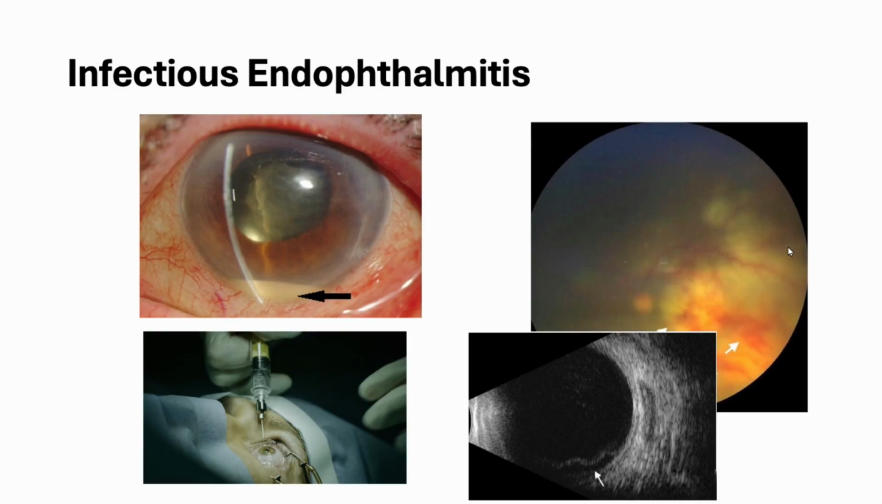In cases where dense vitritis makes it difficult to assess the retina, a B-scan ultrasound is often needed to assess the retina. In this image, we can see that unfortunately the patient has developed a retinal detachment.